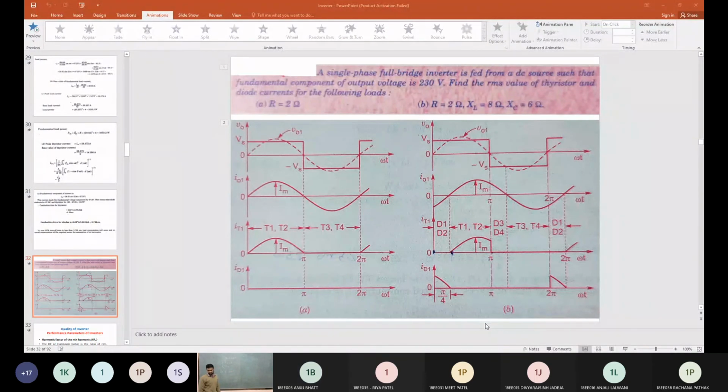Then is there any other data given? No. So first for this R equal to 2, we need to calculate thyristor current and diode current. So what is the equation of the RMS value of thyristor current?